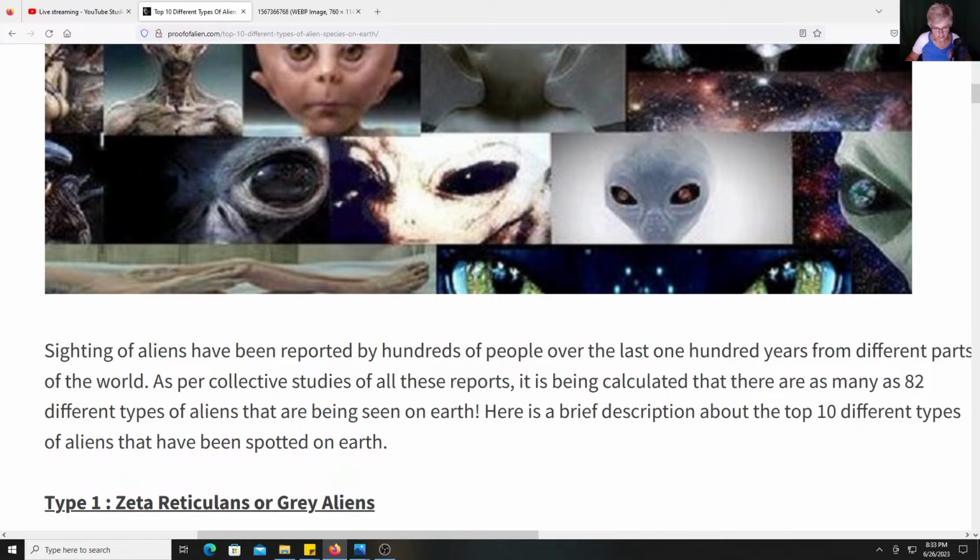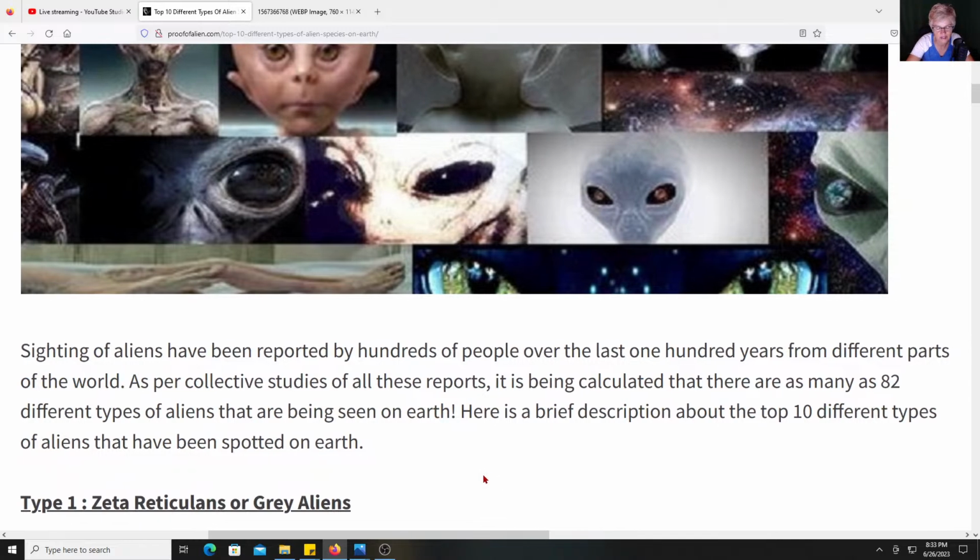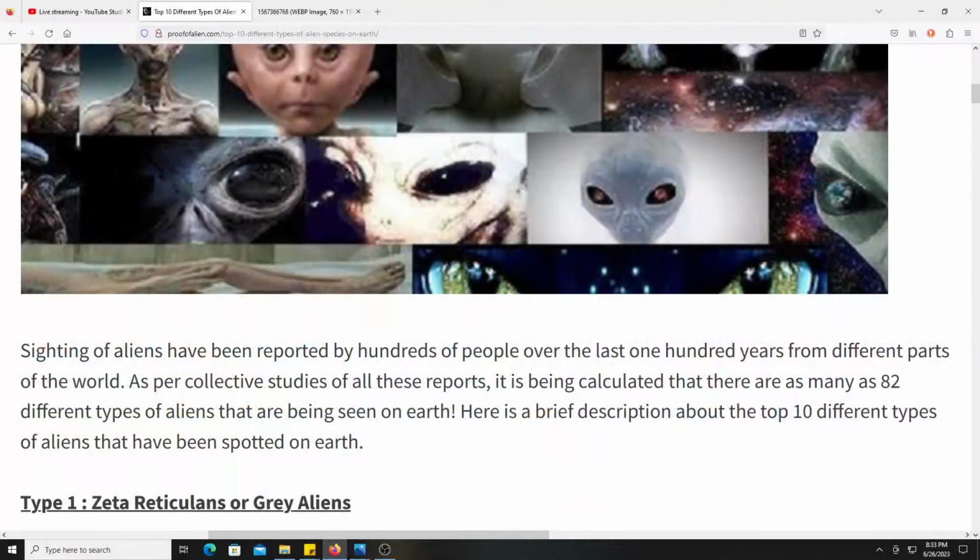Sightings of aliens have been reported by hundreds of people over the last 100 years from different parts of the world. And it's true that it has. As per collective studies of all these reports, it's being calculated that there are as many as 82 different types of aliens that are being seen on Earth. And this will be a brief description about the top 10 different types of aliens that have been spotted on Earth, you all.